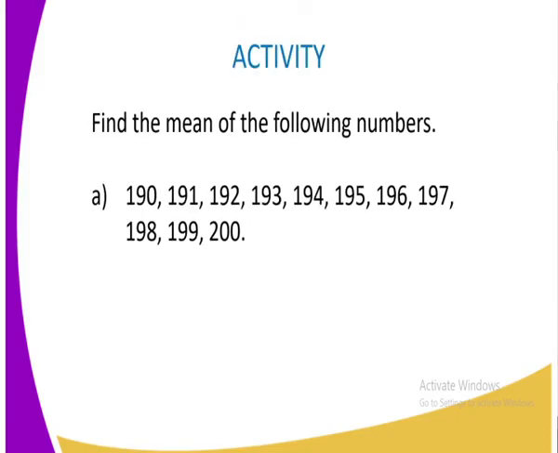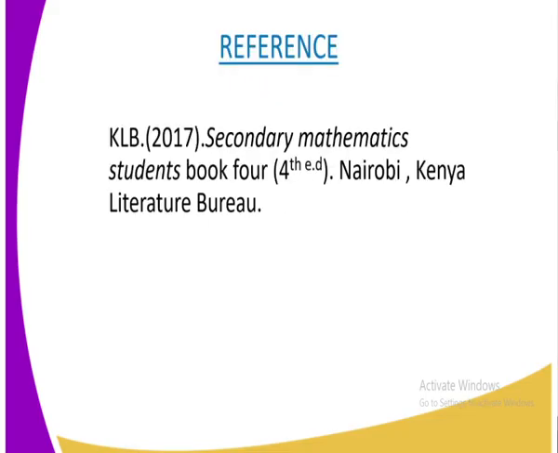Having said that, you are required to do the following activity, whereby you are required to find the mean of the following numbers: 190, 191, 192, 193, 194, and also 195, 196, 197, 198, 199, and 200. That is the activity that you should do.